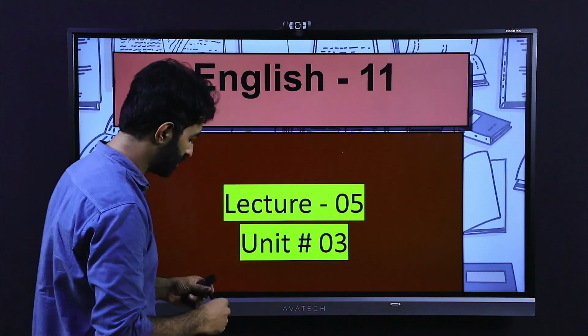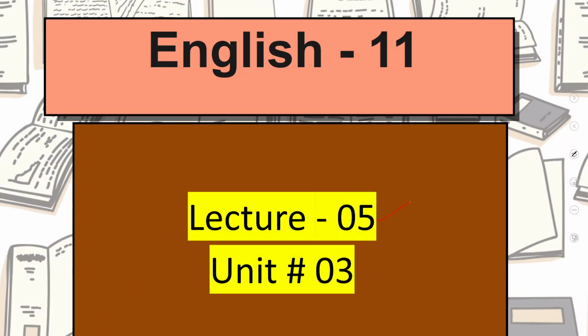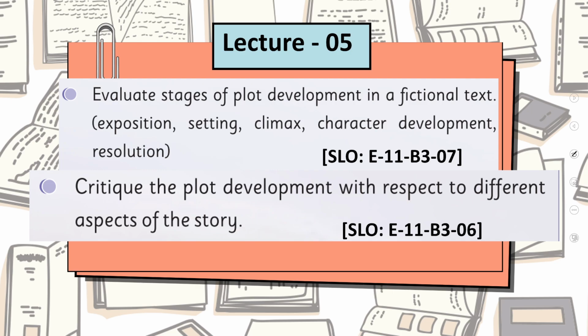Yes, this is our lecture number 5 and today we are supposed to learn these two SLOs regarding our fiction. Let's read them. First one is evaluate stages of plot development in a fictional text. We will learn what is a plot and what are these different stages according to which we develop our plot in any story. And these are the plot development stages.